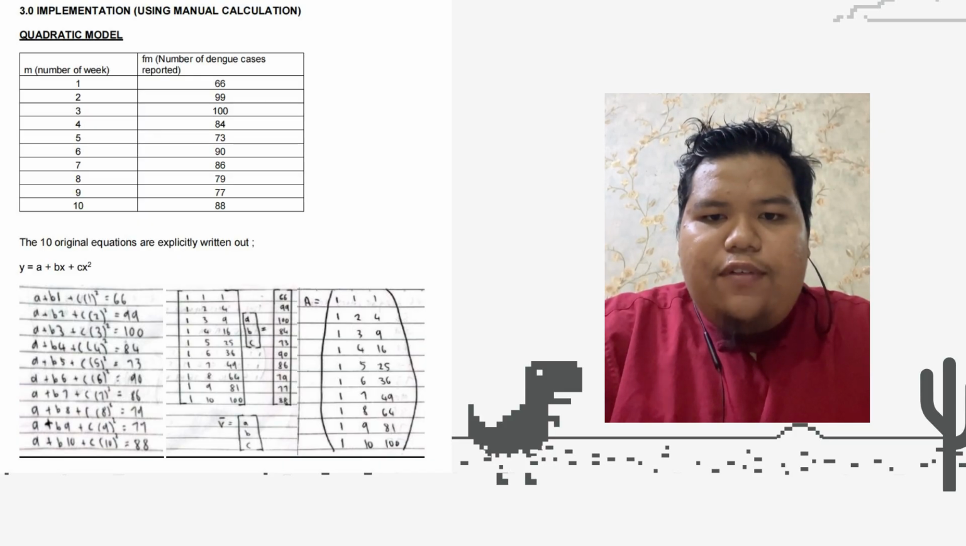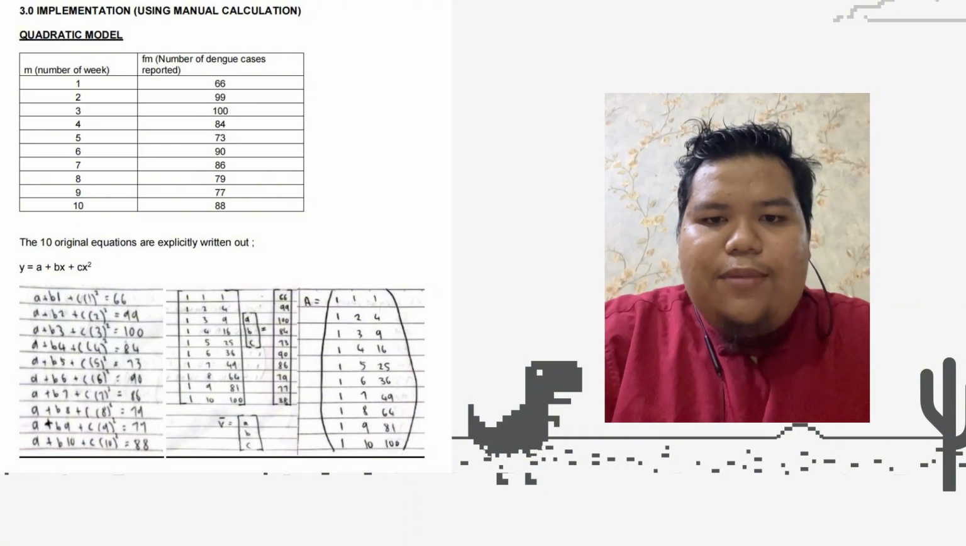To solve this overdetermined system using least square, we convert it into the matrix form AX equal to B, which is shown in the handwritten. B is the vector of dengue cases. It contains the 10 observed FM values from 66 down to 88. A is our coefficient matrix. It represents the values multiplying A, B, and C in our 10 equations.